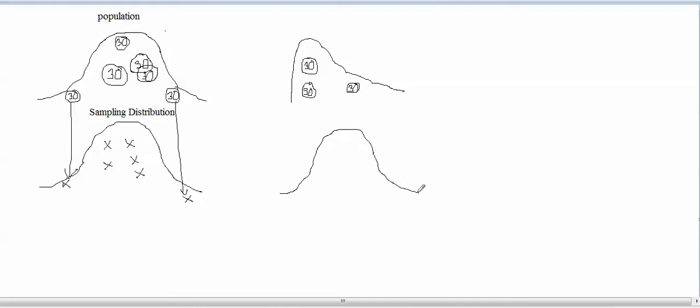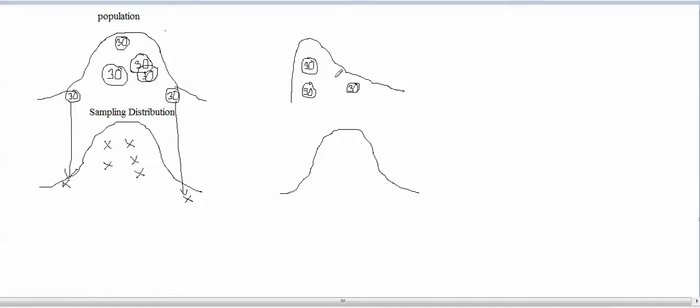Because if the sample size is 30 or higher, the sampling distribution is at least roughly normal, even when the population is skewed. So if the population is skewed, the sampling distribution won't be completely normal, but will be at least roughly normal if the sample size you're using is 30 or higher.